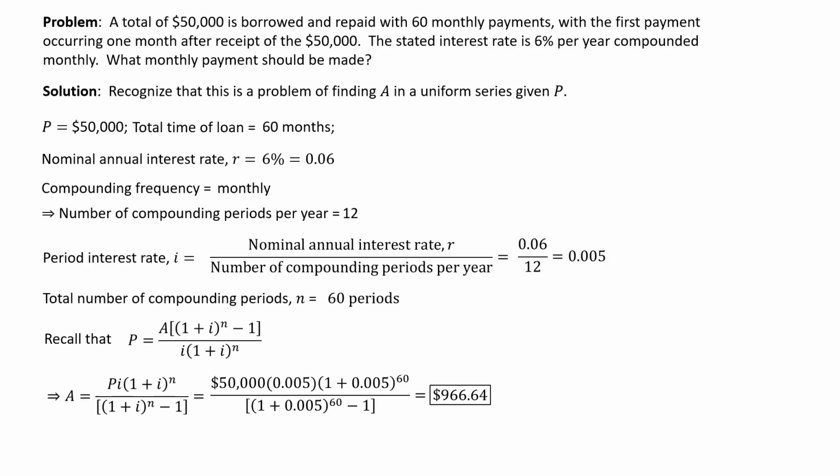$966.64. That's fairly realistic. Like if you borrow something and you're getting 6%, 6% would be really good. So you would be paying almost $1,000 every month for 60 months. So a quick calculation would be 60 months times 1,000, which is 60,000. So you borrowed 50,000, but you'd be paying close to 60,000. All right, so on a 50,000, you're paying 10,000. Wow.